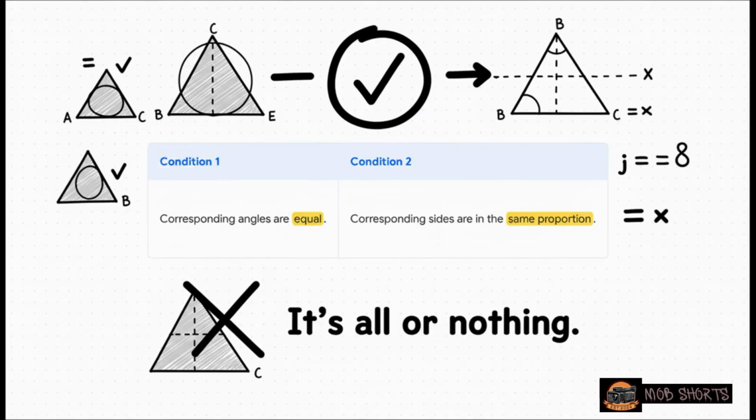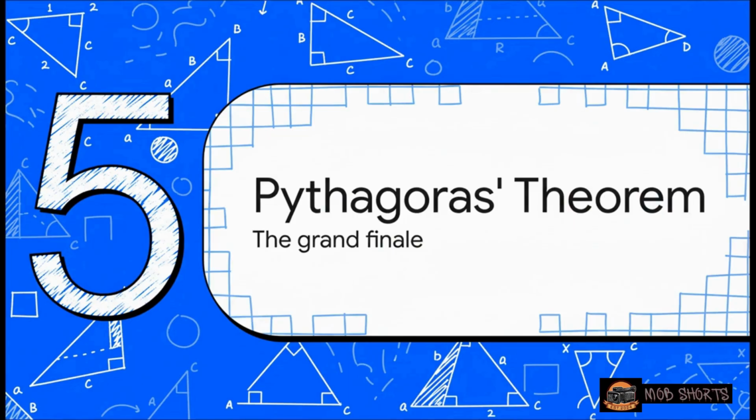But for us, looks about right isn't good enough. In math, we need strict rules. For any 2 shapes to be officially called similar, they have to pass a strict 2-point inspection. First, every single one of their matching angles has to be exactly equal. And second, all of their matching sides have to be in the same proportion. You absolutely need both conditions to be true. It's all or nothing.